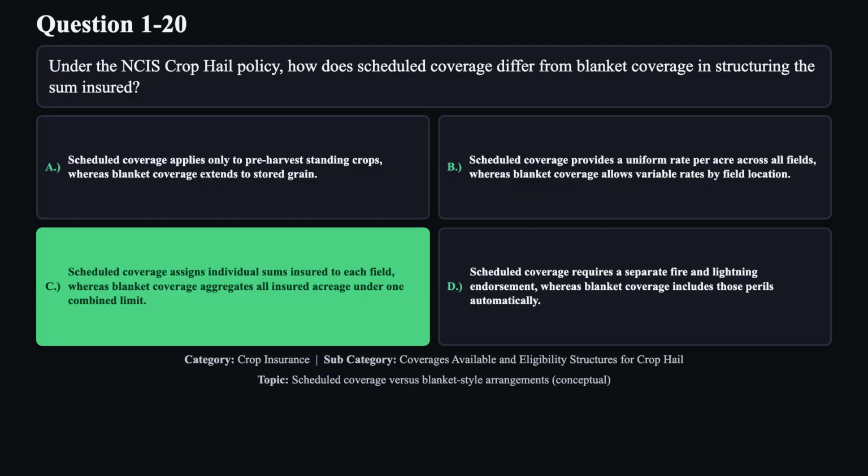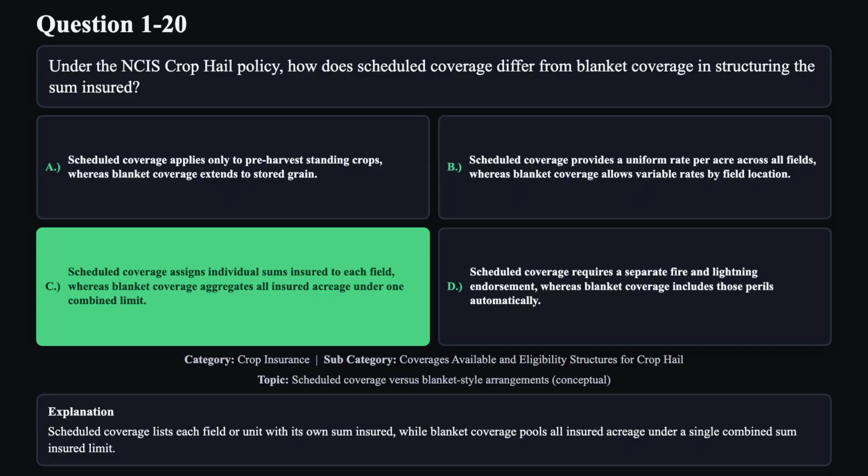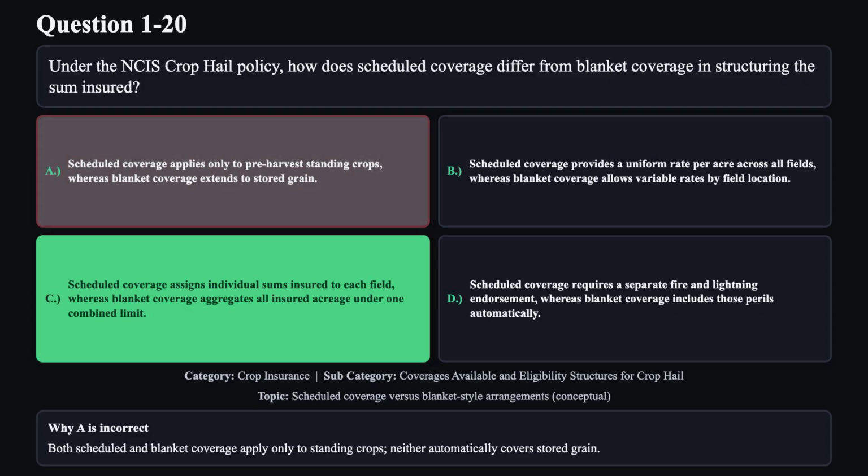The correct answer is C. Scheduled coverage lists each field or unit with its own sum insured, while blanket coverage pools all insured acreage under a single combined sum insured limit. Reason A is not correct. Both scheduled and blanket coverage apply only to standing crops. Neither automatically covers stored grain.